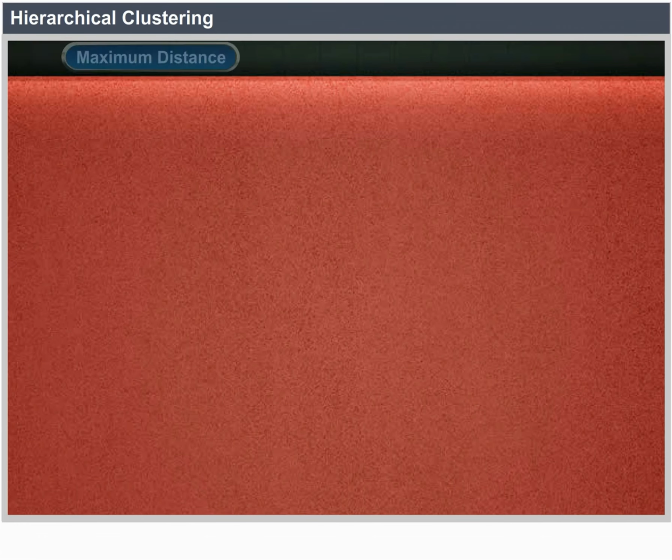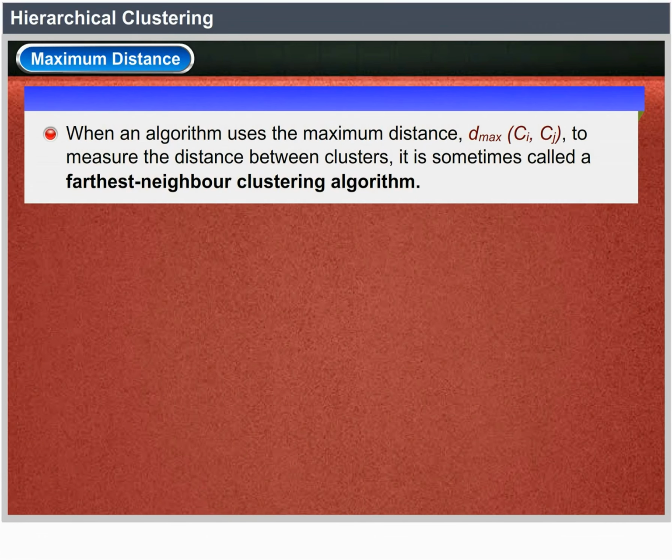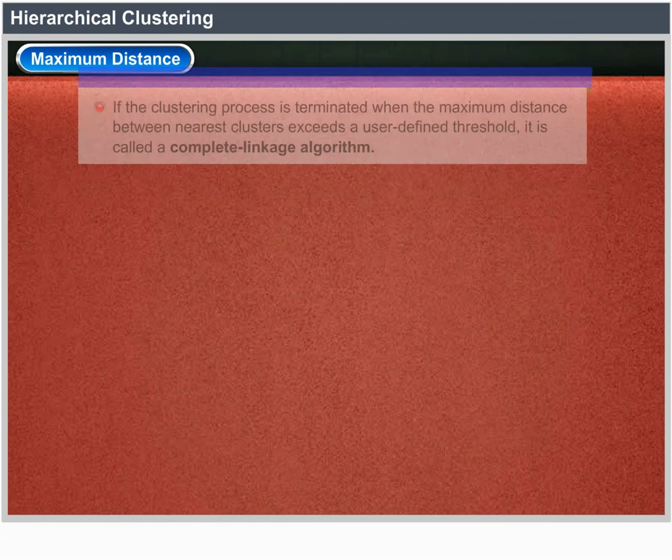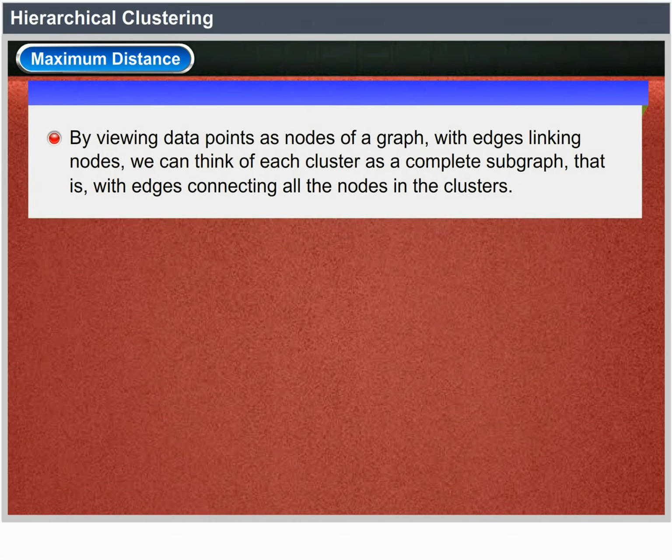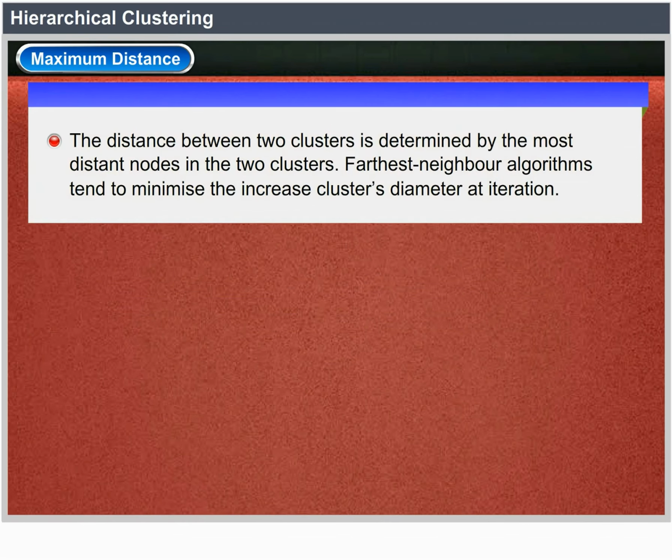Maximum distance. When an algorithm uses the maximum distance, Dmax(Ci, Cj), to measure the distance between clusters, it is sometimes called farthest neighbor clustering algorithm. If the clustering process is terminated when the maximum distance between nearest clusters exceeds a user-defined threshold, it is called a complete linkage algorithm. By viewing data points as nodes of a graph with edges linking nodes, we can think of each cluster as a complete subgraph, that is, with edges connecting all the nodes in the clusters. The distance between two clusters is determined by the most distant nodes in the two clusters.